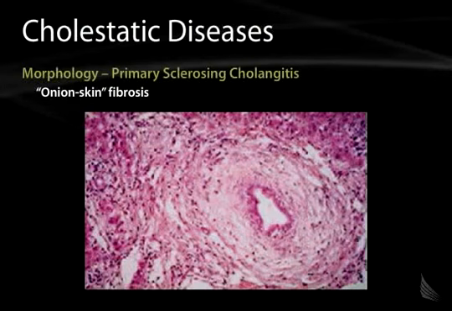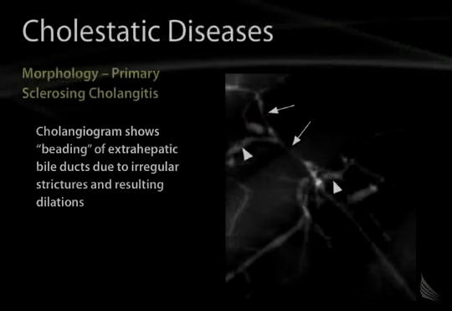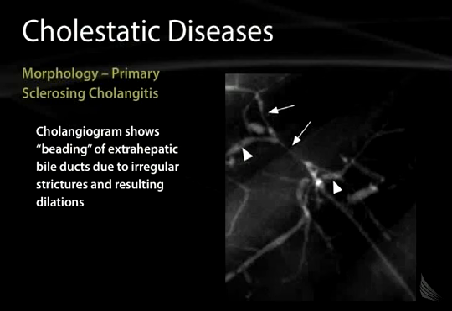This is a picture of what primary sclerosing cholangitis looks like on a pathologic slide. Notice the onion skinning around the bile duct. This is a classic picture for primary sclerosing cholangitis. This is a cholangiogram showing primary sclerosing cholangitis. Notice the beading pattern of the bile ducts. Here you can see that there is a bead on a string-like pattern.